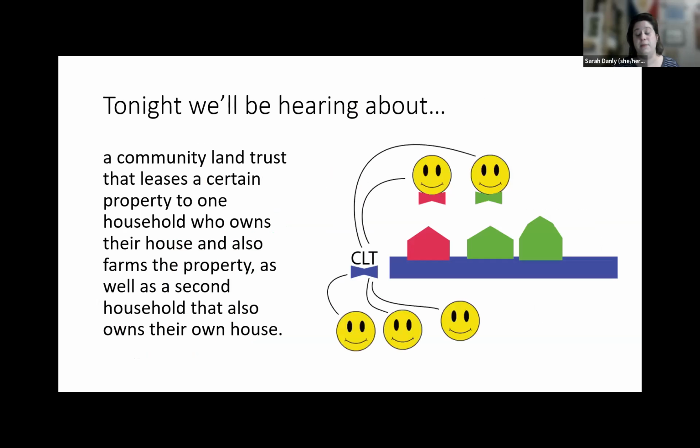So what we'll be hearing about tonight as we dive deeper into this idea of a ground lease: we'll be hearing about a community land trust that leases a certain property to one household who owns their house and also farms the property, and then also has a ground lease with a second household that owns their own house as well. That's probably not a very clear explanation, but we'll be hearing from those speakers next.